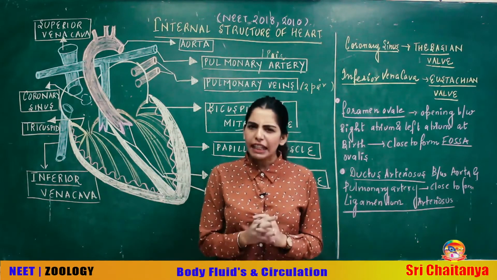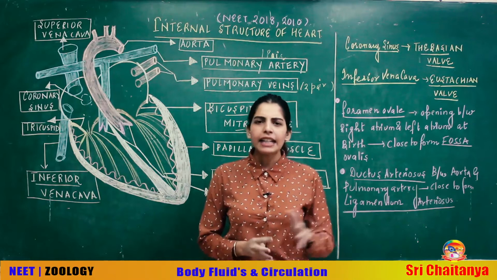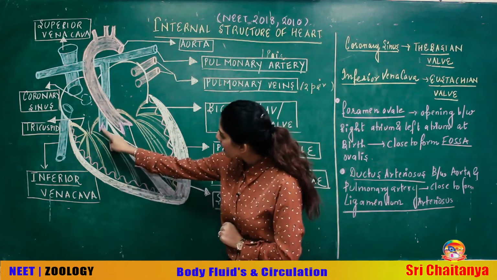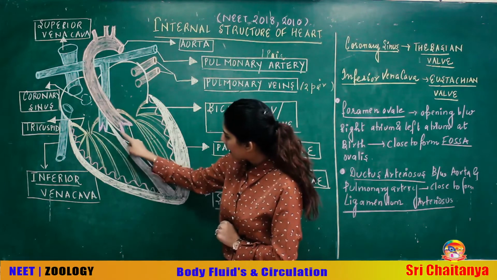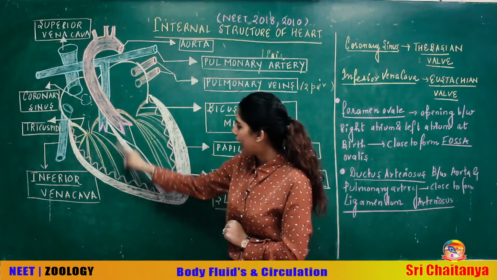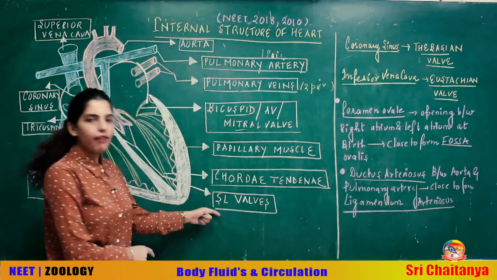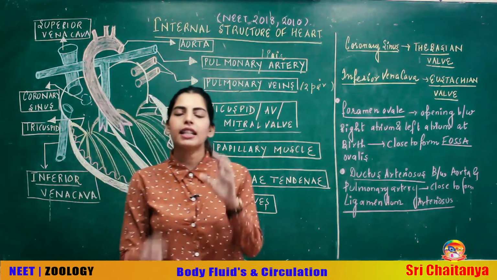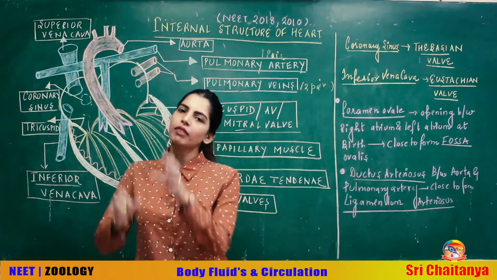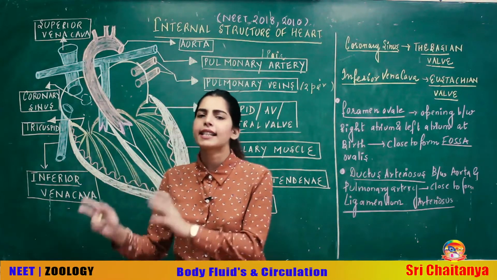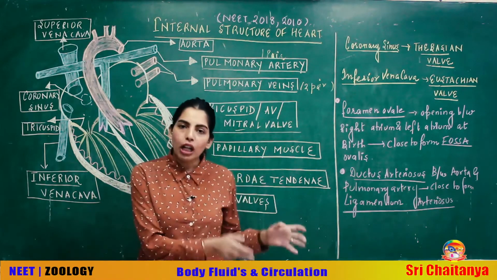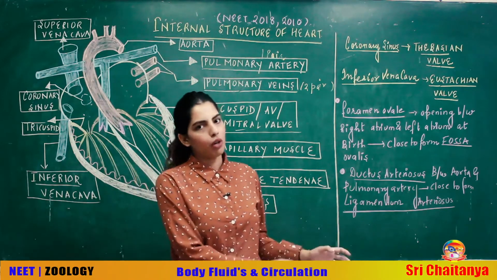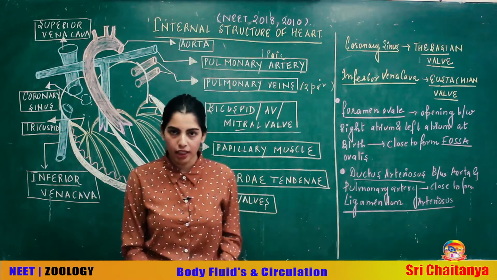Do you see any valves in the aorta and in the pulmonary artery? Definitely yes, because do you see this purple color valve I have made? These valves are called the SL valves or semilunar valves. If you are saying the valves of the aorta, it is simply called the aortic semilunar valve. The valves of the pulmonary artery are called pulmonary semilunar valves. I hope the valves are very much clear.